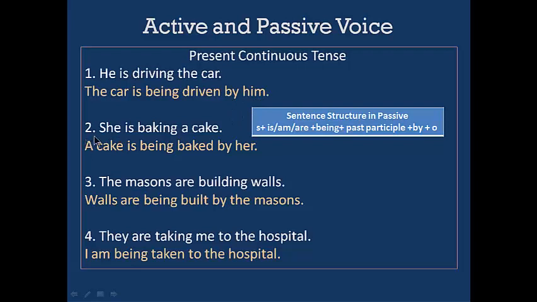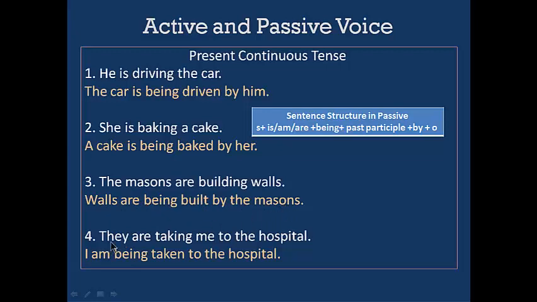Look at the second example. She is baking a cake. A cake is being baked by her. The third example is different because here we have the subject which is in plural, and we also have the object which is in plural form. The masons are building walls. Walls are being built by the masons.